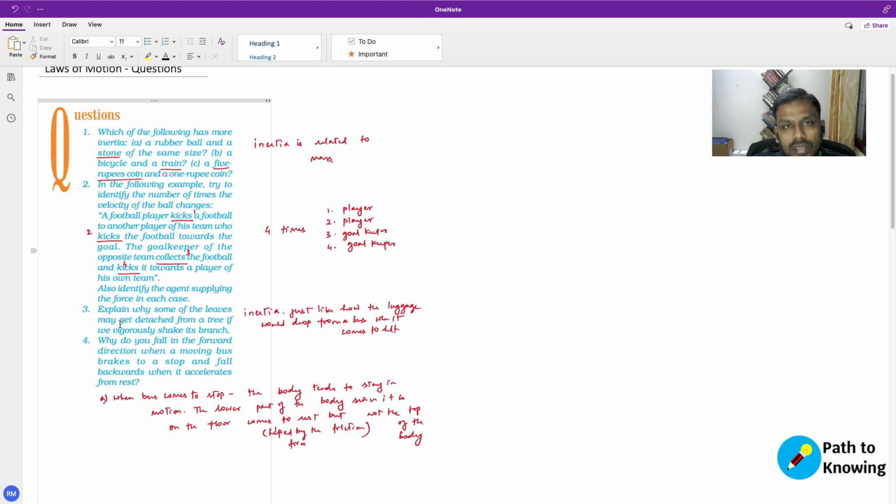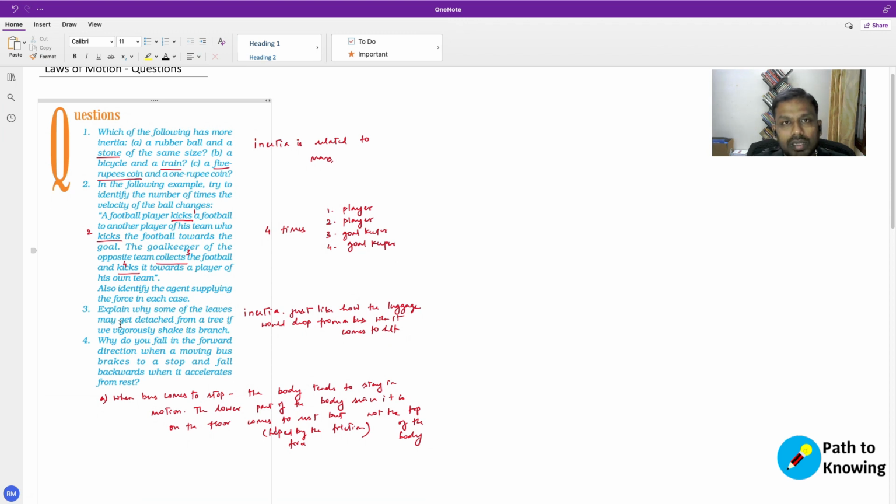Now, when the bus suddenly accelerates, your body that has been at rest, especially the top portion of the body, will continue to be at rest. Your bottom part of the body is closer to the floor, which means it will tend to move immediately with the bus because there is friction between your feet and the bus.